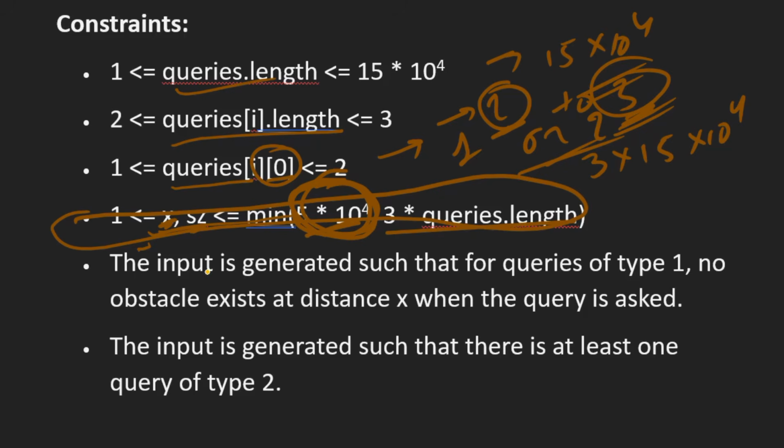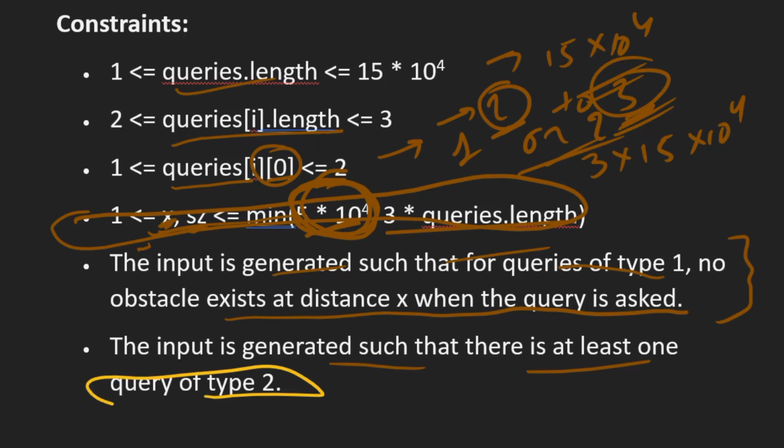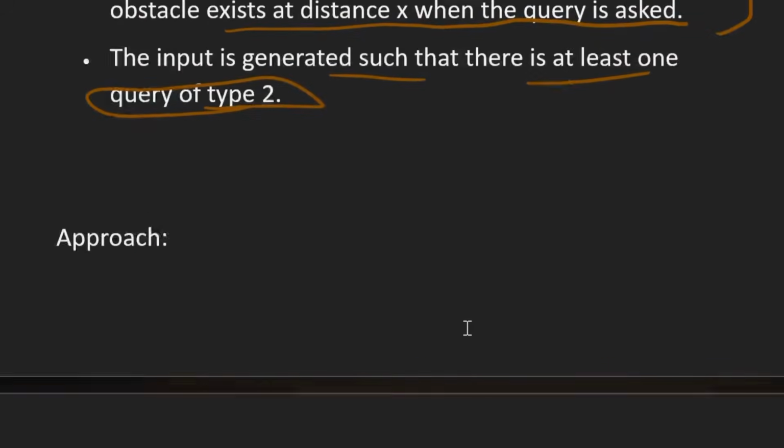And it is given that the input is generated such that for queries of type 1 no obstacle exists at distance x when the query is asked. So all the obstacles are unique, there are no duplicate obstacles, right? That is, for any point there are unique obstacles. And also the input is generated such that at least one query of type 2 will be there in the question. So these are the constraints.